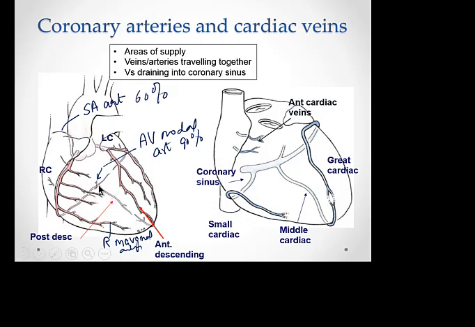And then it gives a very large branch which travels in the posterior interventricular sulcus. Notice this branch in the posterior interventricular sulcus. This branch is called posterior descending or posterior interventricular, as the name suggests. Will it supply right and left ventricles or only one ventricle? Both, because it's interventricular. It's lying in the interventricular sulcus, okay?